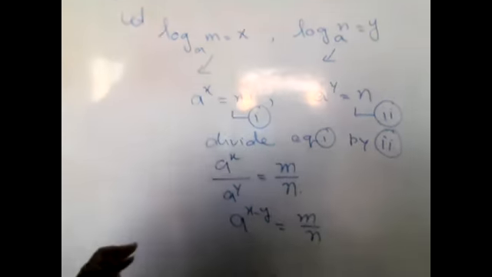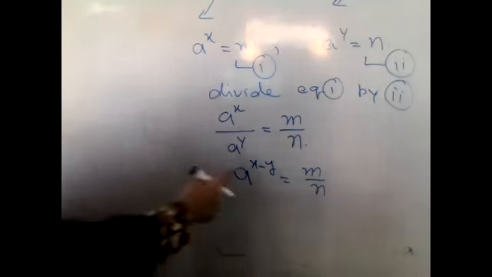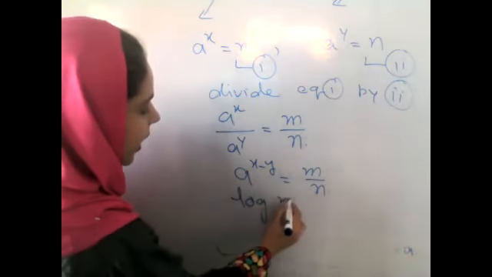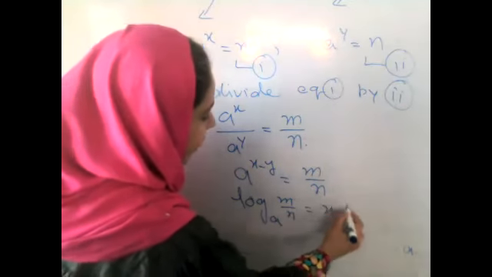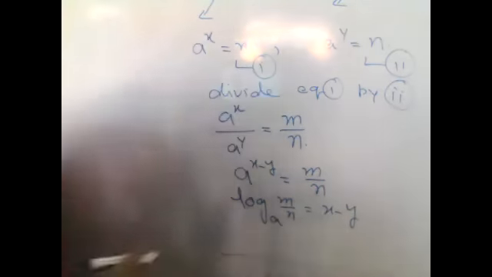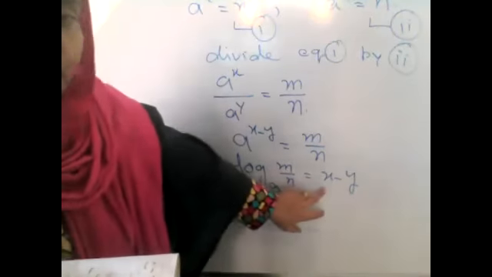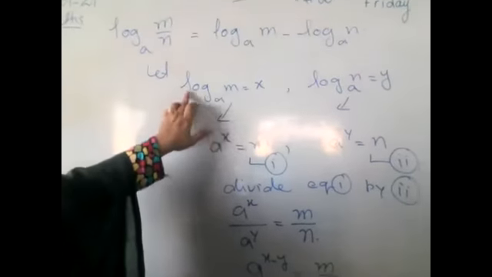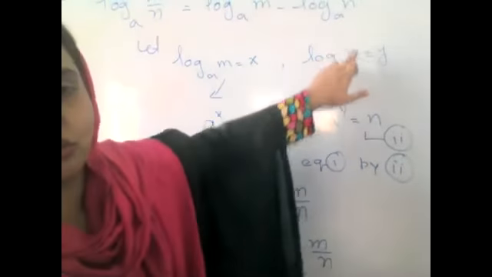Now you have the exponential form, convert it into a logarithmic form. What would be the logarithmic form of this expression? Log m over n to the base a is equal to x minus y. But now in the last step, what you have to do? You will just put the value of x and the value of y. You can see above, as we have supposed that x is equal to log m to the base a and y is equal to log n to the base a.